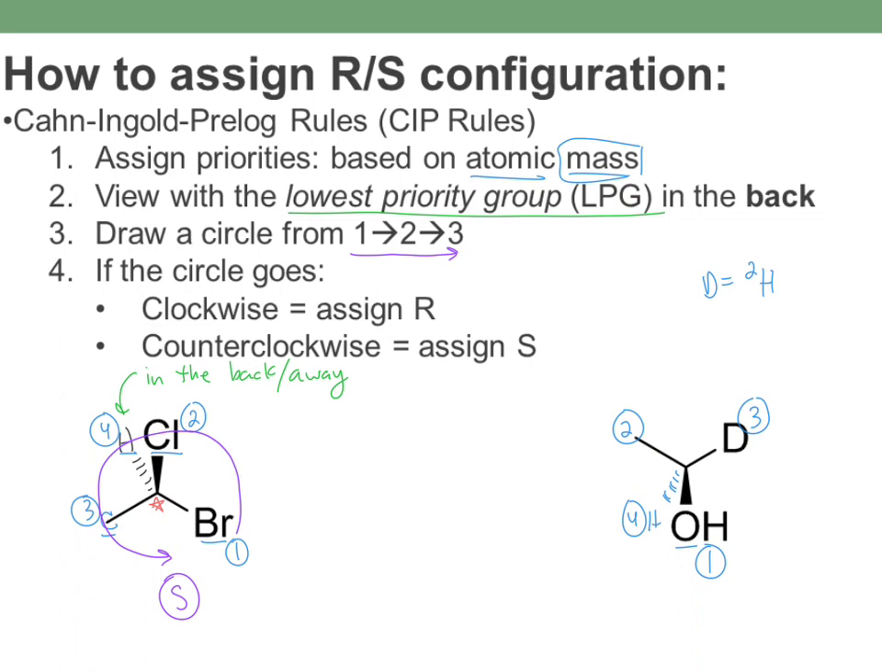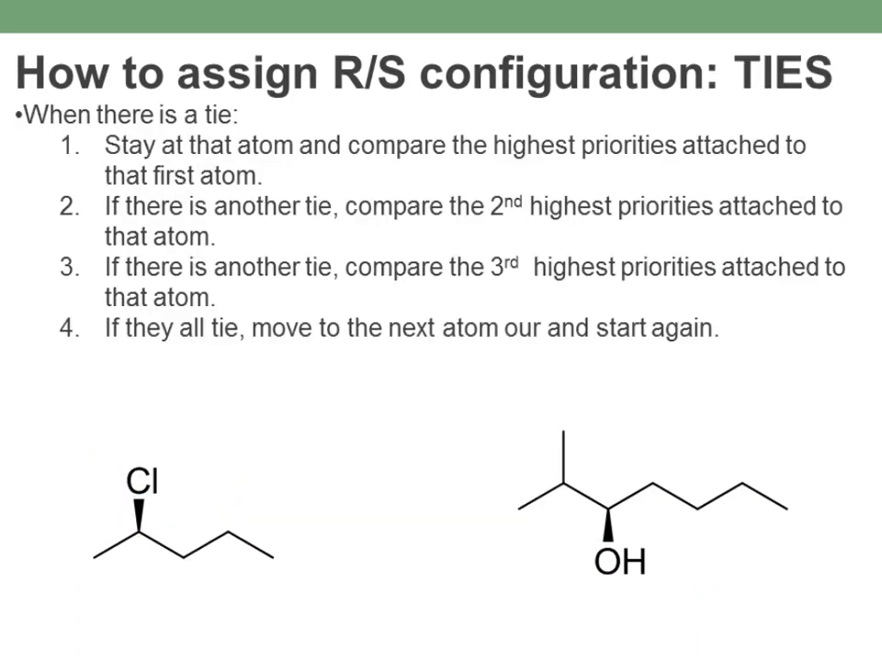So I've got my 1, 2, 3, 4. Again, it looks like my lowest priority group is already in the back, so I'm set as far as that's concerned, and I draw my 1, my 2 to my 3. This time I'm going clockwise, and I have an R configuration. Now you notice that 4 is not in this at all. You just totally ignore the 4. You just go 1, 2, 3. Whether you go clockwise or counterclockwise, you just ignore the 4 completely. So I have one S isomer and one R isomer. These are different molecules, but they have mirror images also.